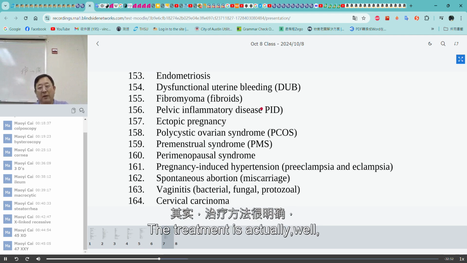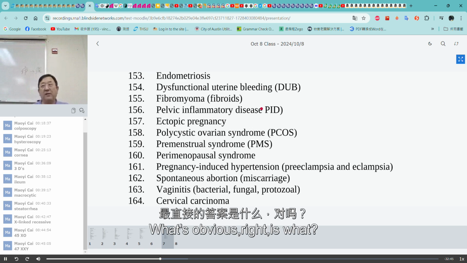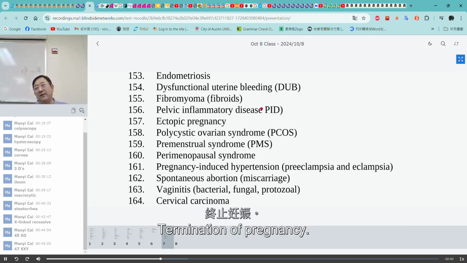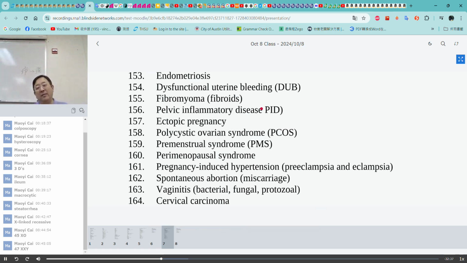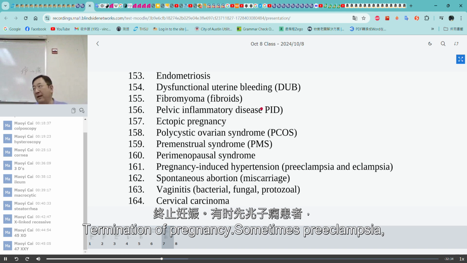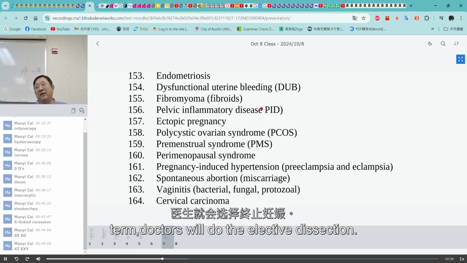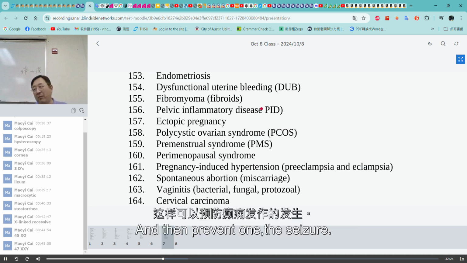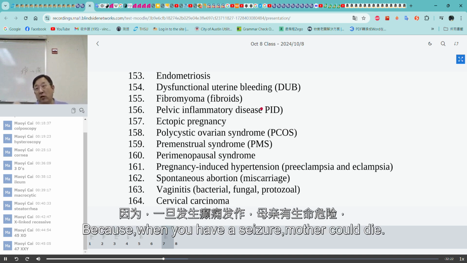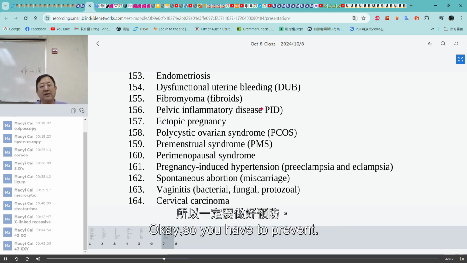Then the treatment is actually, well, I don't think they test the treatment. What is the best treatment for preeclampsia or for eclampsia? Already have a seizure, what's obvious, right? Termination of pregnancy. If the baby is born, then that's it, everything is over. Sometimes with preeclampsia, if the baby is at mature term, doctors will do an elective C-section. Try to get the baby out as soon as possible and prevent the seizure. Because when you have a seizure, the mother could die, the baby could die also. Yeah, it's very serious. So you have to prevent.